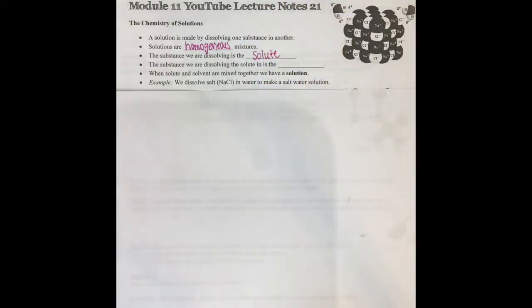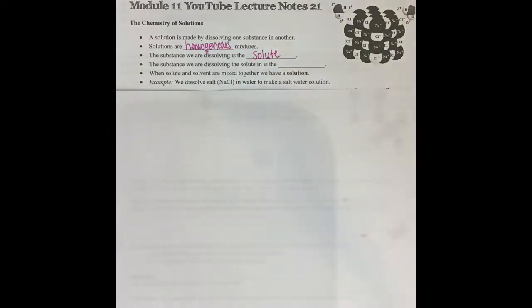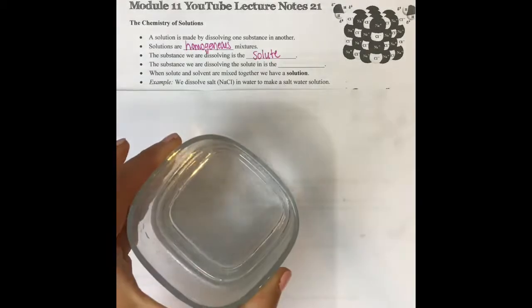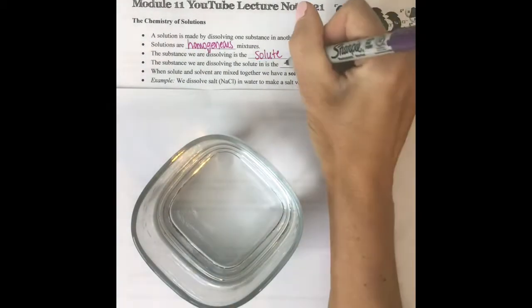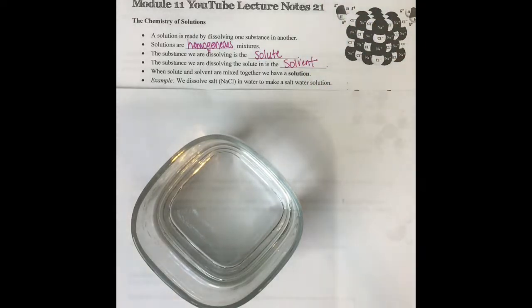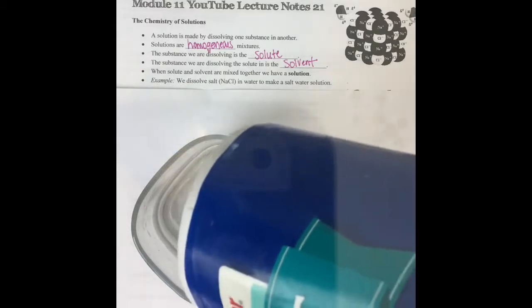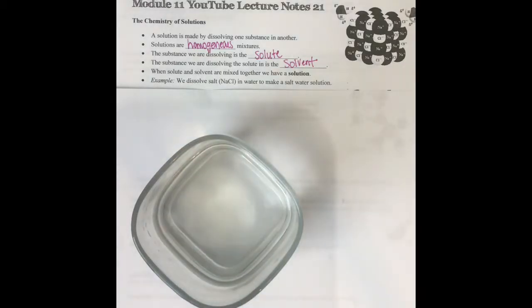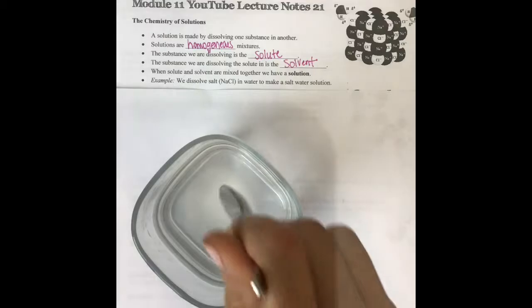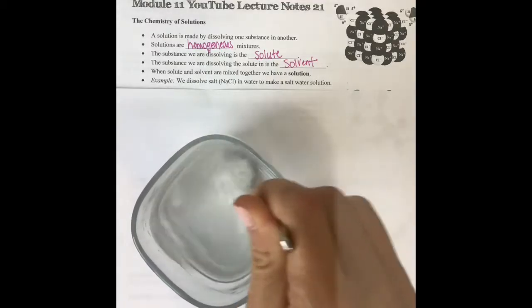And it's often a solid. It doesn't have to be, but a lot of times it is. The substance we are dissolving the solute in is called the solvent. When the solute and the solvent are mixed together, you have a solution. One thing dissolves in the other.